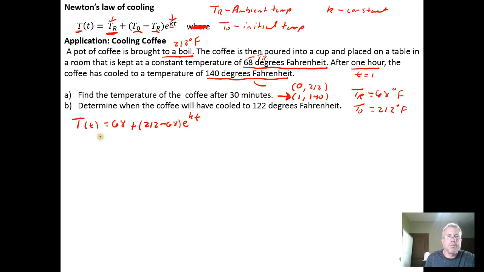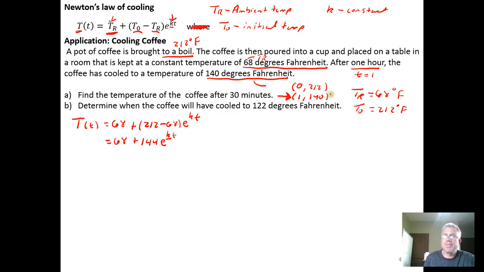And then we need to simplify this a little bit. This is going to be 68 plus 212 minus 68. That's going to be what? 144? Add back real quick and check. And that's going to be e to the kt. And then what we do next is we need to figure out k.